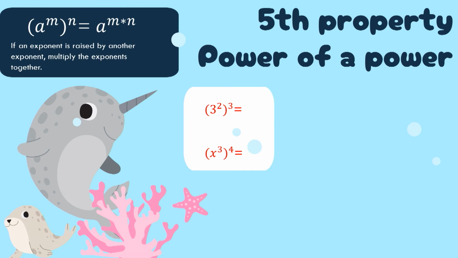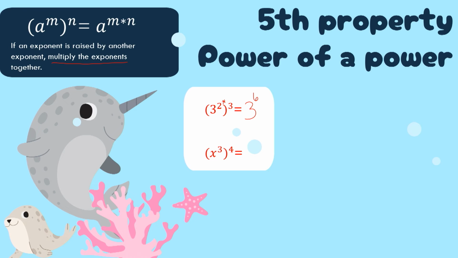Okay, so let's look at the 5th property, powers of a power. So our definition tells us a to the m raised to the nth tells us that we're going to multiply our 2 exponents. If an exponent is raised by another exponent, we multiply the exponents together. So let's look at this first one, 3 to the 2nd to the 3rd. So I'm going to multiply my 2 and my 3. So I keep my base, and I will have 3 to the 6th.